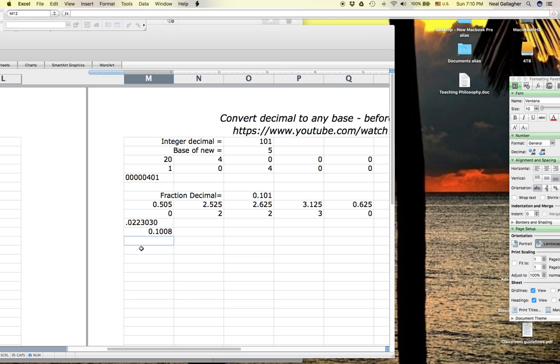Okay, so that then is an example of how in base 5, we can take a number, break it into two parts, its integer part and its fraction decimal part, and convert each one using a slightly different method. So in base 5, our number would be 401.1008 approximately. Okay. So that's enough for now. We'll do another video.